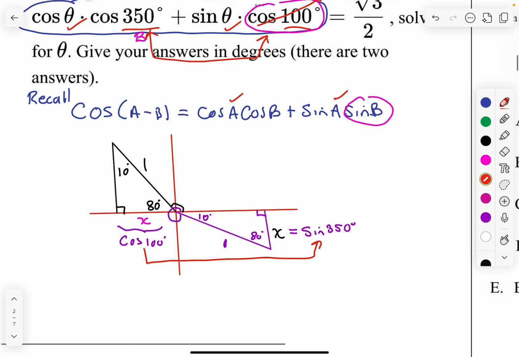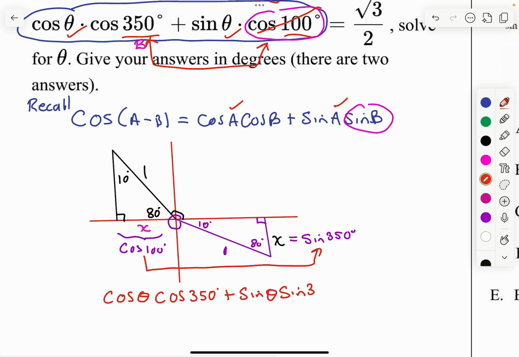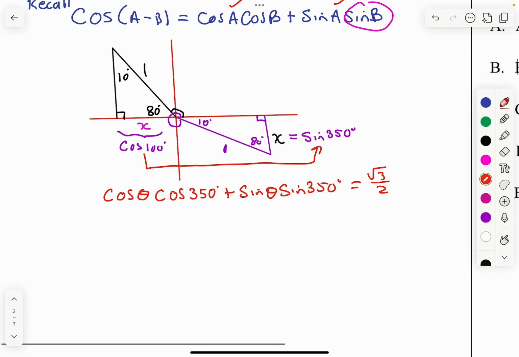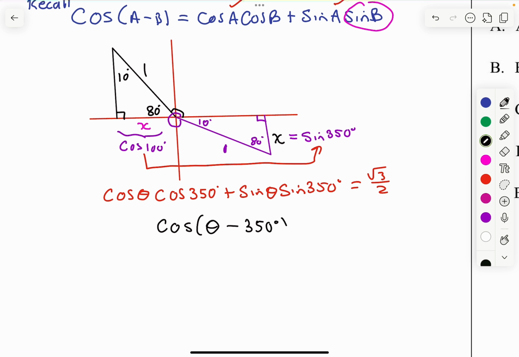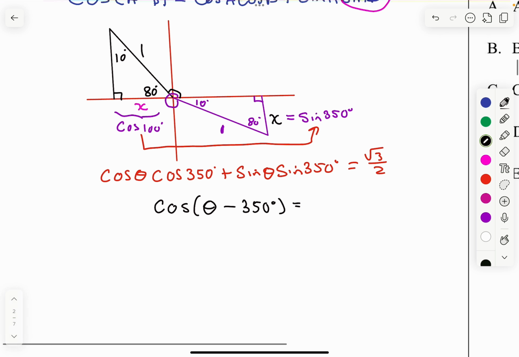Now I just want to point out what we have. It says cosine theta cosine 350 plus sine theta sine 350 is equal to root 3 over 2. Now I'm going to use the formula in reverse. This is the cosine of theta minus 350. Again, remember it's an angle difference here. Just using it in reverse.